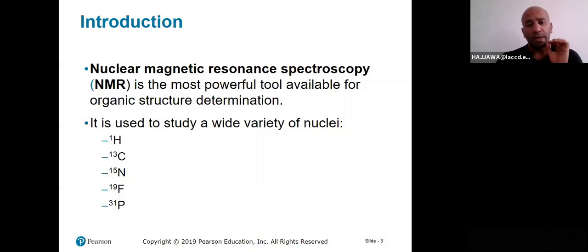The chapter does discuss proton and carbon-13, but you will be most responsible for figuring out proton NMR spectroscopy. Most of the time, the questions will give you a proton NMR, give you an IR, and give you a chemical formula, and ask you to figure out the chemical structure based on that.